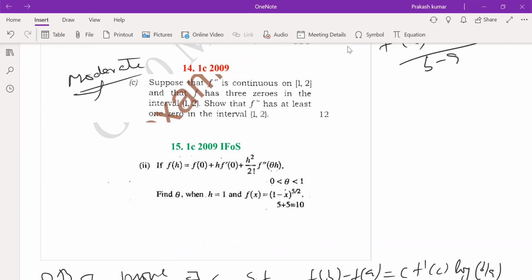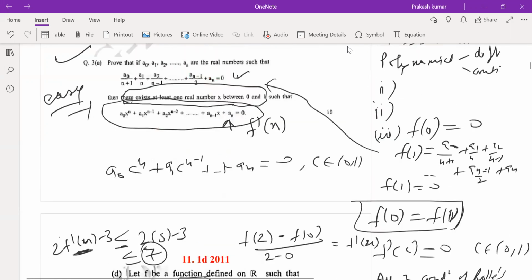3 zeros in the interval, then show that f double dash has at least 1 zero in the interval. This is also a moderate question, not that tough. Okay, the first and last questions belong to Taylor's theorem. We have not covered it, that's why I have not discussed it. But most of the questions we have discussed, right?